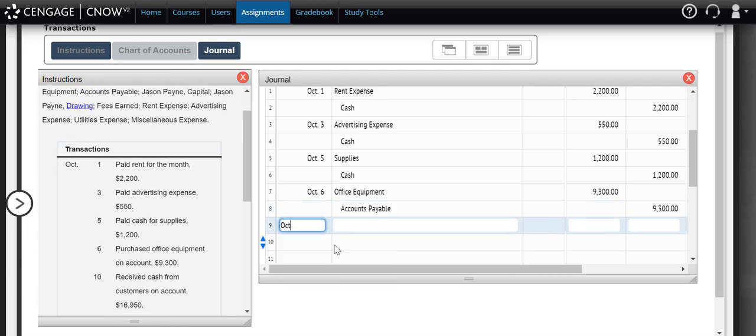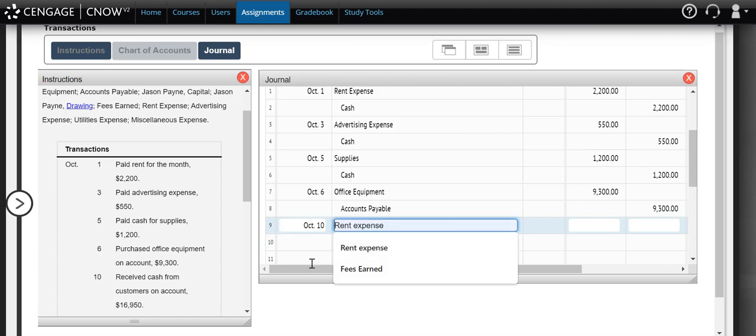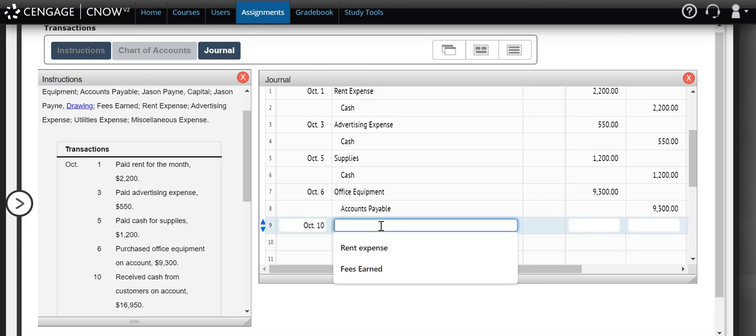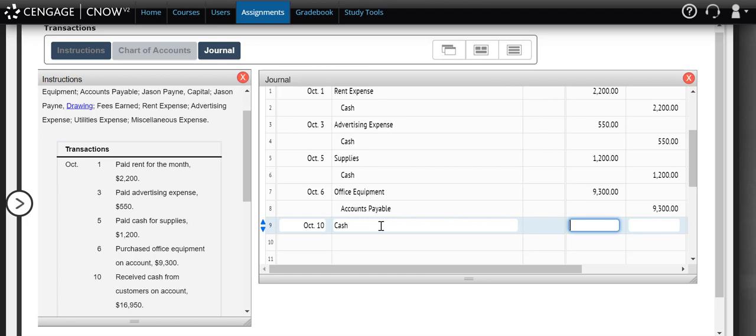On the 10th, it says that we have received cash from customers. There's that phrase again, on account of $16,950. So again, paying attention to wording, we're receiving cash. Cash is an asset account to us. When we receive cash, we have more of it, which means we need to increase our cash account, and we do that by debiting the account.